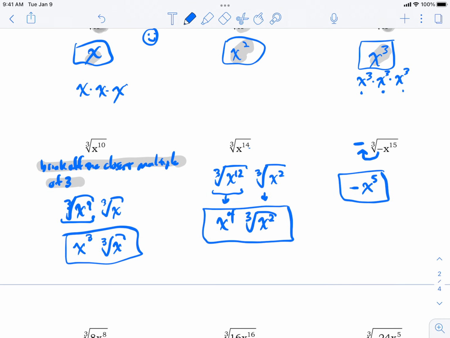Okay, trying to get this to be the right width. So that's how you can deal with the x's.